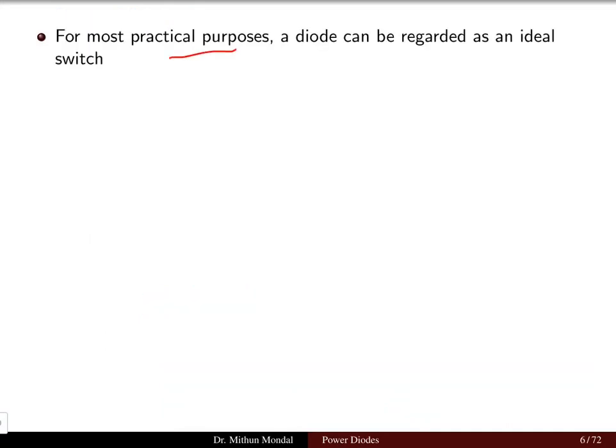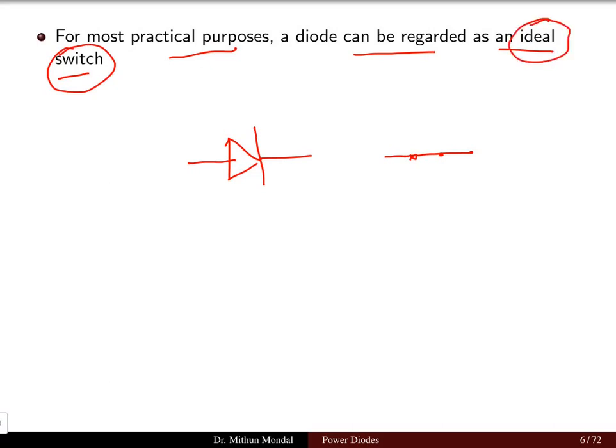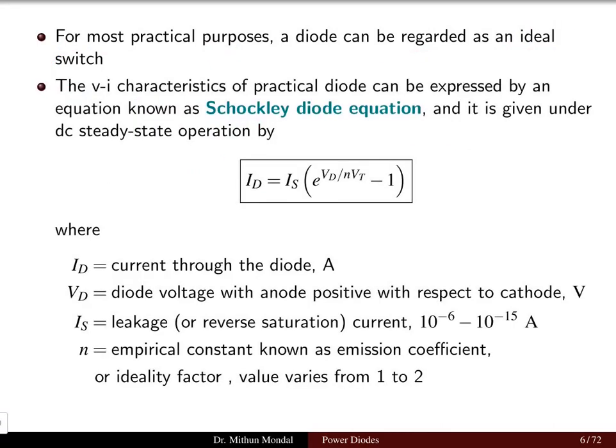For most practical purposes, a diode can be regarded as an ideal switch. So when we have a diode which is connected in the circuit, it can be represented with a closed switch in the forward bias junction. So it is the ideal switch. Ideal switch means you will not have any losses associated with the diode.